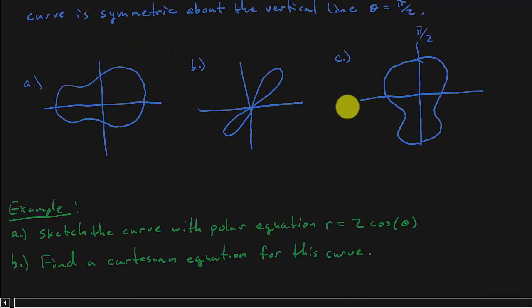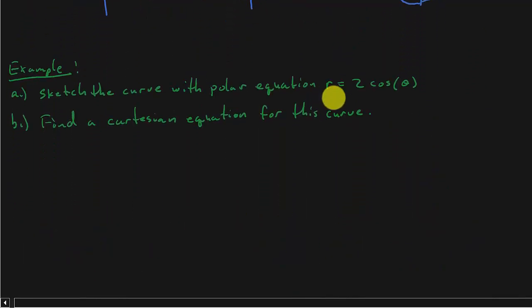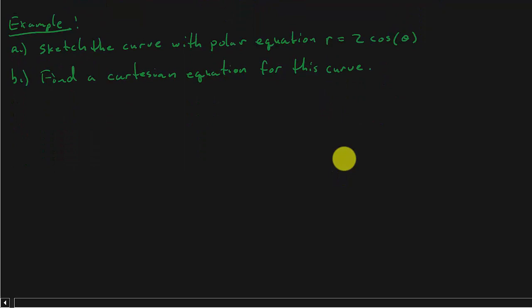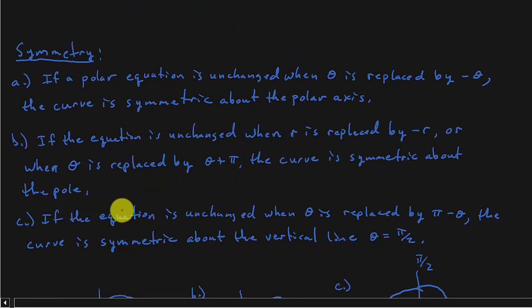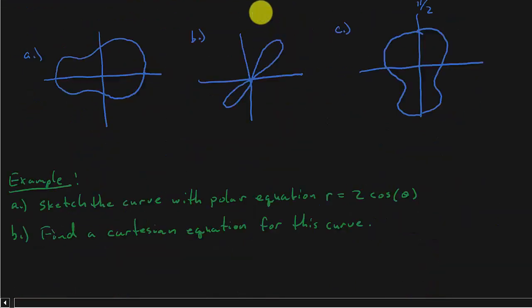All right, so let's look at an example. It says, sketch the curve with polar equation r equals 2 cosine theta. Find a Cartesian equation for this curve. All right, so let's determine the symmetry. I'm going to do this one right here. I'm not going to do these two because they're not going to apply. I will do these two in a later example, but let's just do this one where we replace theta with negative theta, and I'll show you.